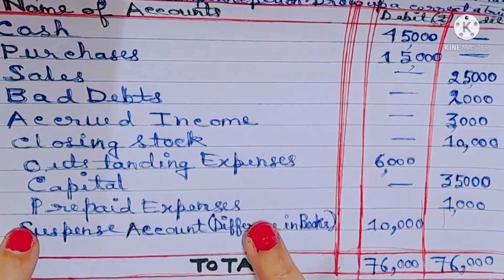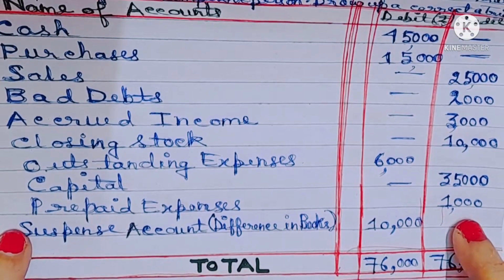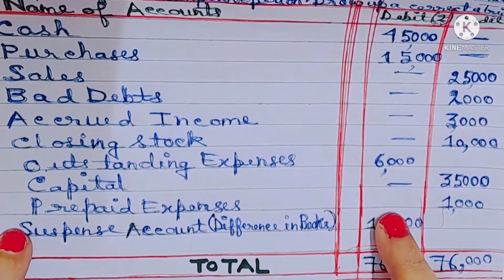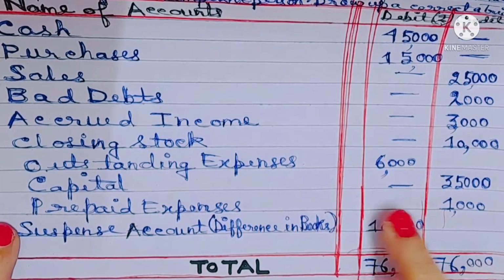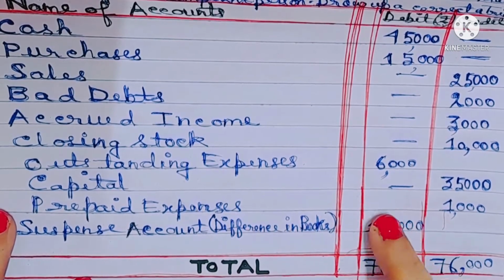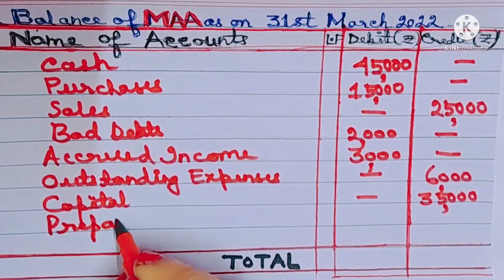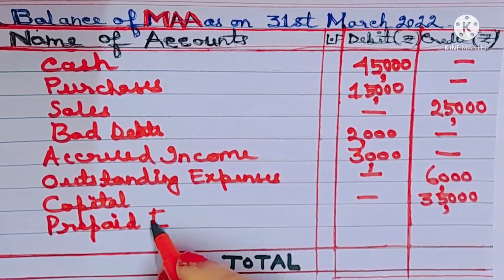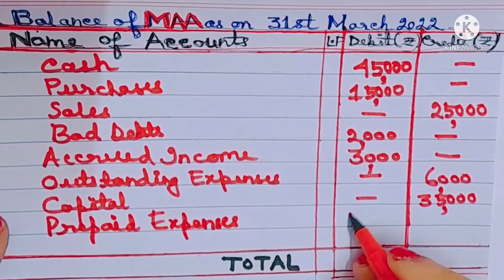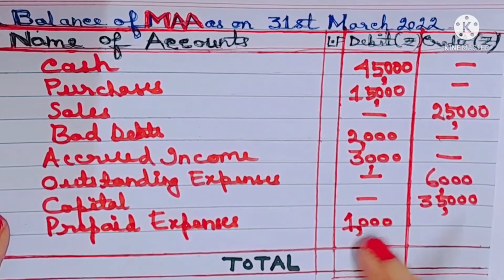Prepaid expenses has been wrongly written in the credit column, 1,000. Prepaid expenses should have been written in the debit column. Okay, so let's rectify prepaid expenses and let's write 1,000 in the debit column. Prepaid expenses, $1,000. Prepaid expenses has a debit balance, and that is the reason we're writing 1,000 in the debit column.